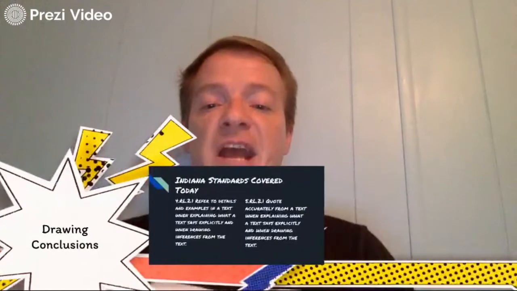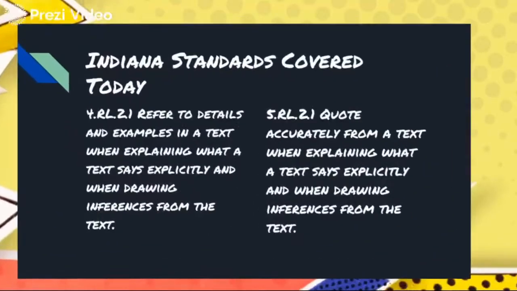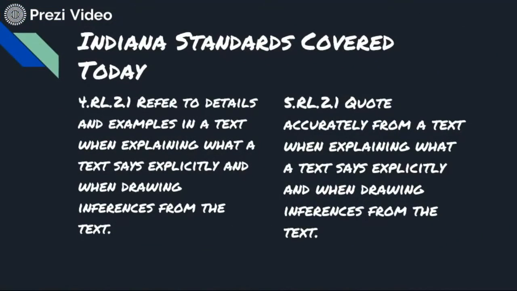For our standards today, we are going to be talking about, for 4th grade, referring to details and examples in a text when explaining what a text says explicitly and when drawing inferences from the text. For 5th grade, we're going to be talking about quoting accurately from a text when explaining what a text says explicitly and when drawing inferences from the text. You'll notice these are very similar. They just expect a little bit farther from 5th grade.